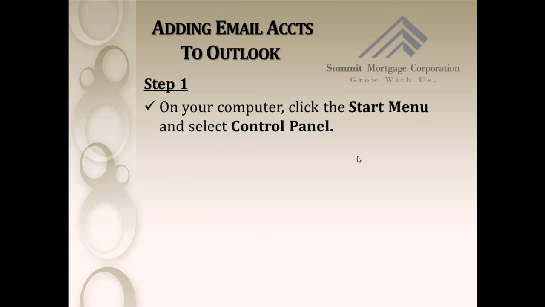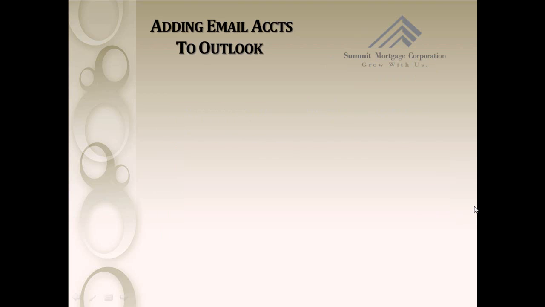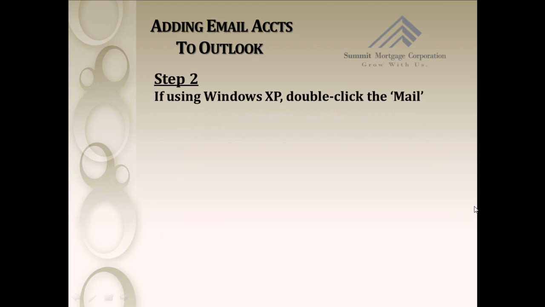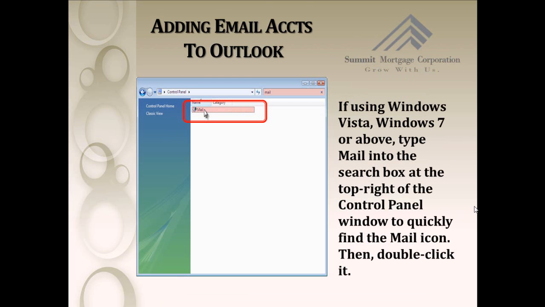We're going to start with adding our Counselor-Realty email address through IMAP. We'll click our Start menu, go to Control Panel. If you're using XP, double-click the mail icon in the control panel. If you're using Windows Vista or Windows 7, you'll search for mail and double-click that icon.